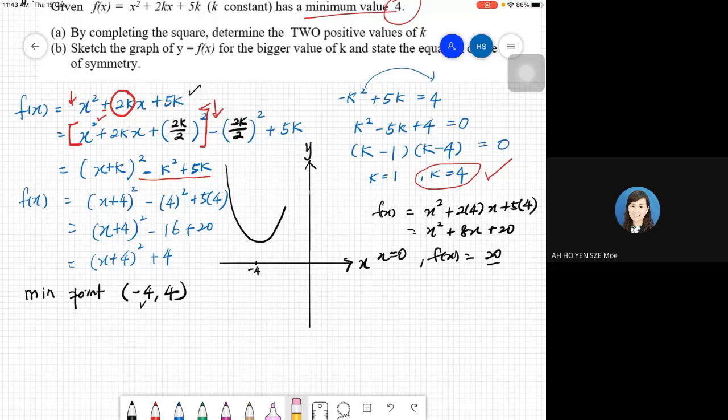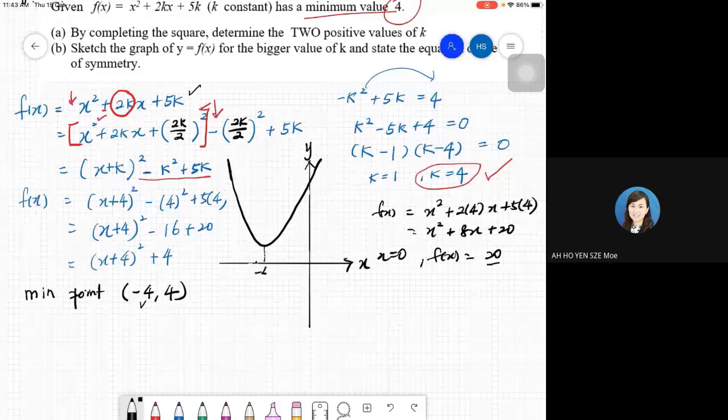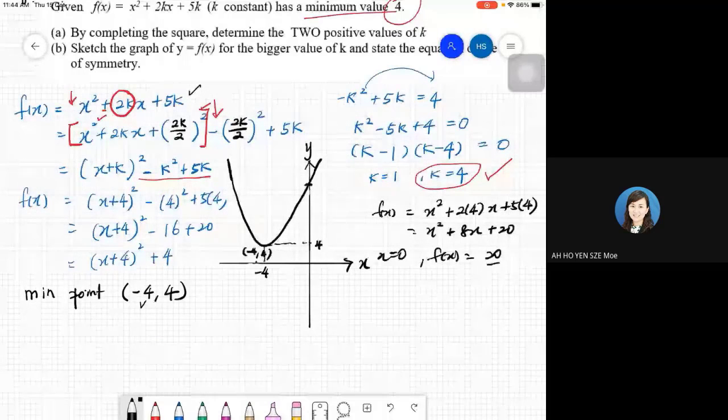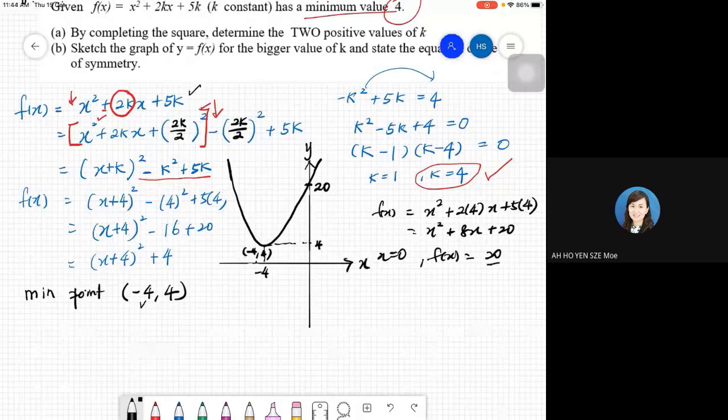Sorry. Okay, move a bit, because it's sketching only, right? Okay, sketching only, we move a bit there because there's no space. So this one will be -4. So here is 4. Okay, so you can mark here as -4 and 4. Okay, and here is your intercept of y, which is 20. Okay, so that's it for your graph. Already complete, then you can get full marks.